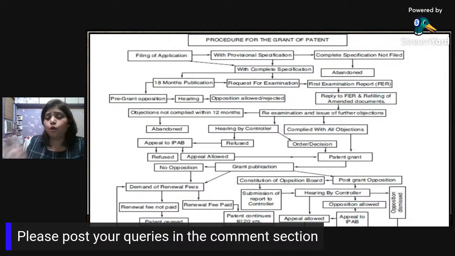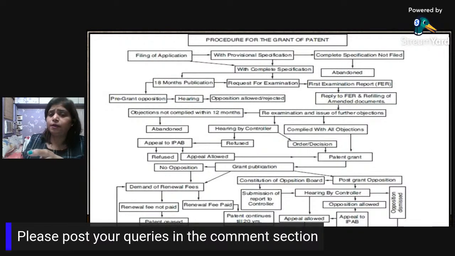If you are not able to file it within that 18 months period, then it will be considered abandoned. It is right in front now. Nobody else can take that idea, neither can you work on it, because now you will not get protection for it. So either you can file with a provisional specification or with a complete specification. After the provisional specification, you have a certain limit of time to file the complete specification, around 18 months maximum.